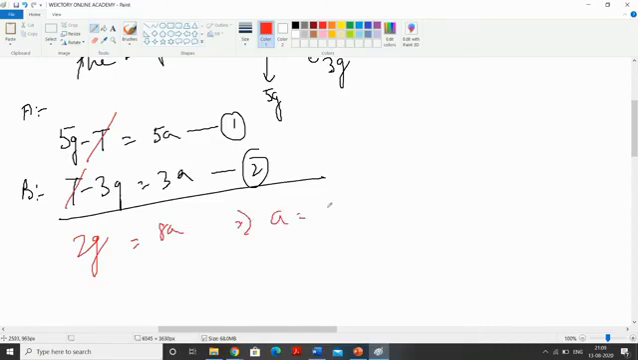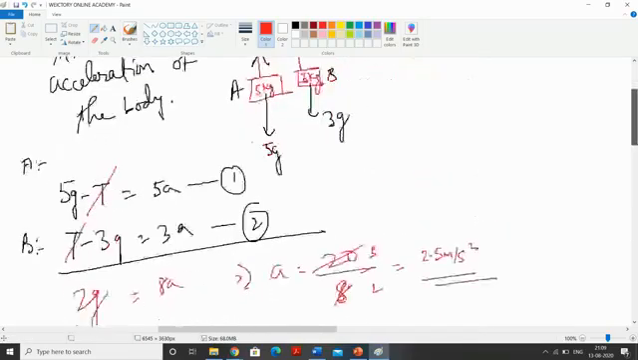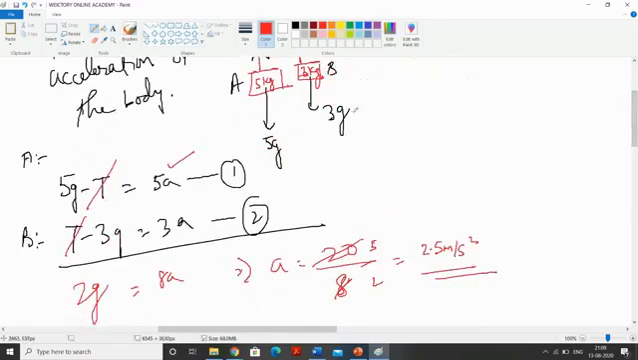So acceleration is, if g is 10, in mechanics we take g as 10, so that will become 20 over 8. Just use the calculator and get the answer. So here you will get 2.5 meter per second square. That's the acceleration, and just substitute in any of the equations and get the tension.